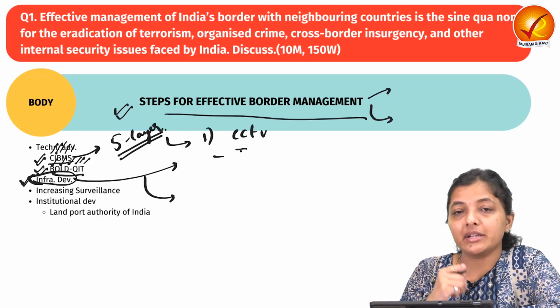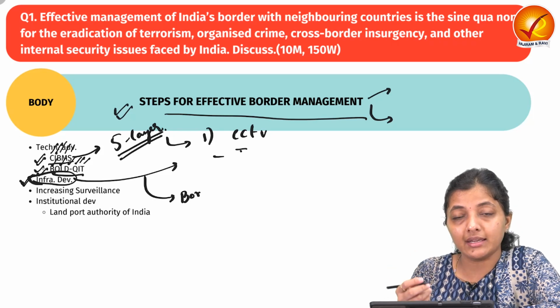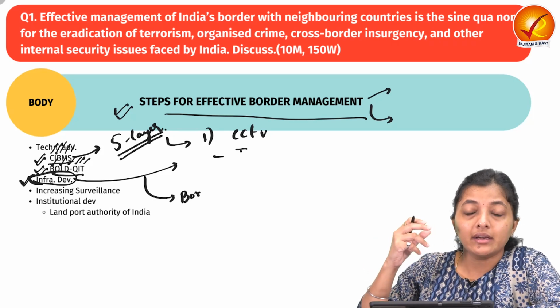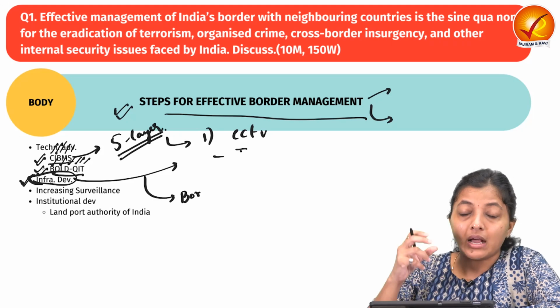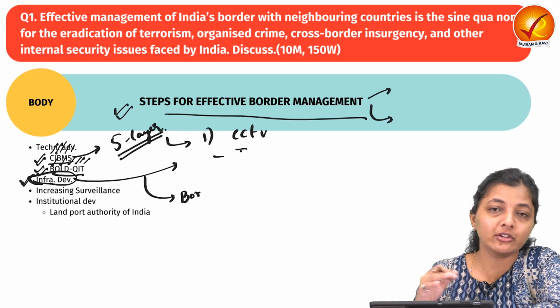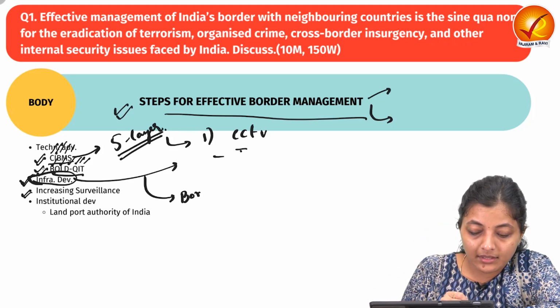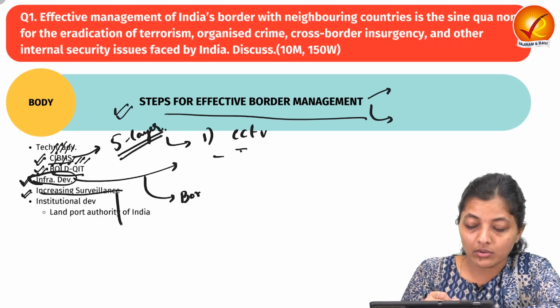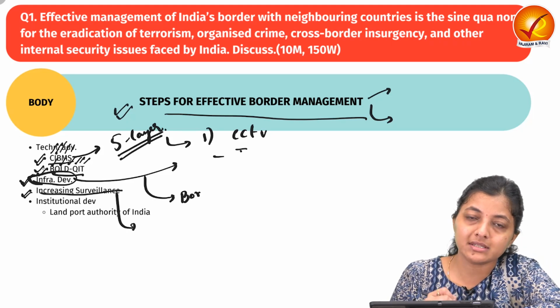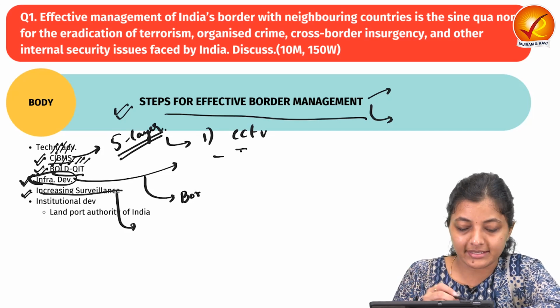Second, from the governmental point of view, enhance the border fencing, enhance the border floodlights, build integrated checkposts and border outposts so as to check the movement of people and also goods along the border. Then increase surveillance. How? By installing CCTV cameras, night vision cameras, by doing proper patrolling, etc.